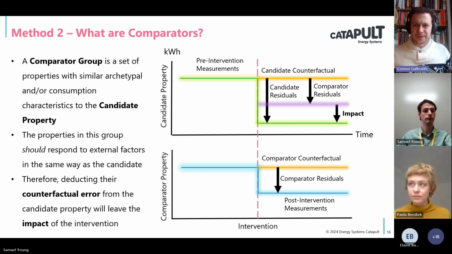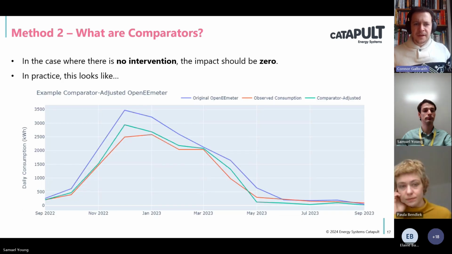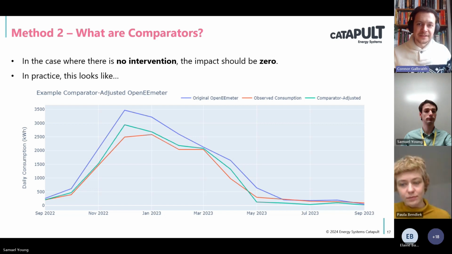So on the next slide, we can see what this looks like in practice. This is the aggregated monthly consumption for a given property. Their metered consumption is in red, and the predicted consumption from just running OpenEEMeter by itself is the blue line above it, and you can see that systematic over-prediction there.